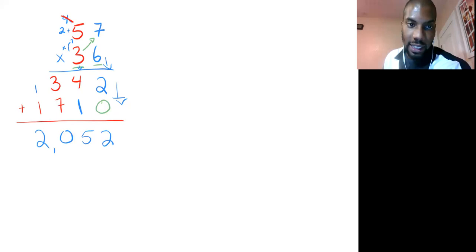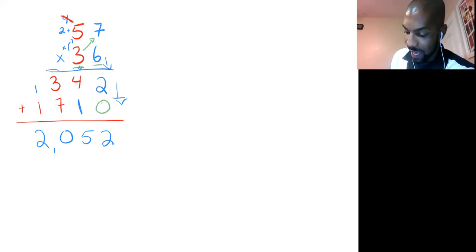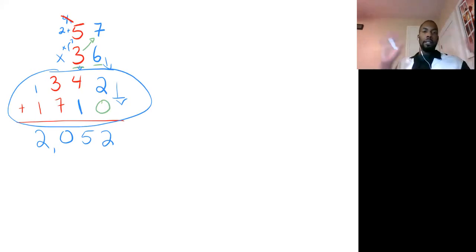Now, I personally don't like stacking because it is sometimes confusing what to do first and then how this section right here with the adding is supposed to work. Some people don't like stacking. There's another way you can do this.